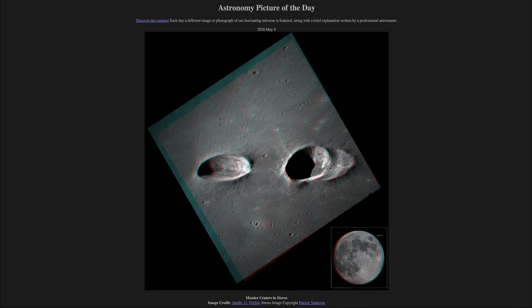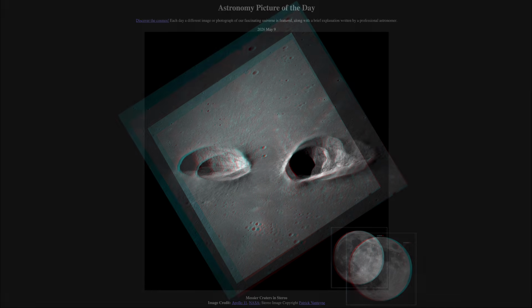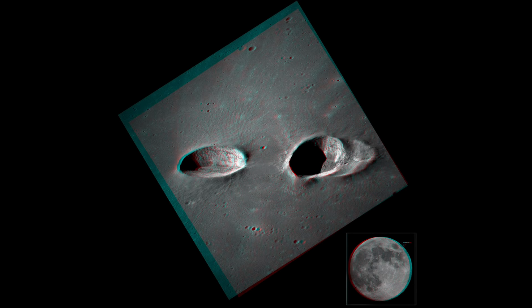Today's picture is titled Messier Craters in Stereo. So what do we see here? Well, here we see two images taken during the Apollo 11 mission back in 1969. Now, they've been put together using the red and blue to put them into a stereo image. So two separate images taken very close together from just a slightly different perspective.